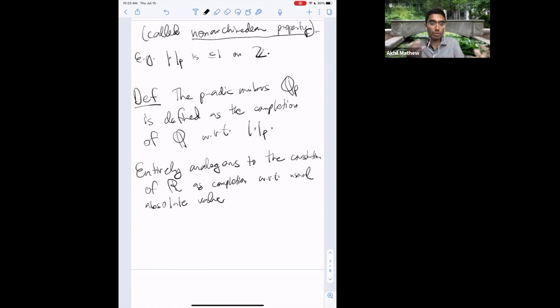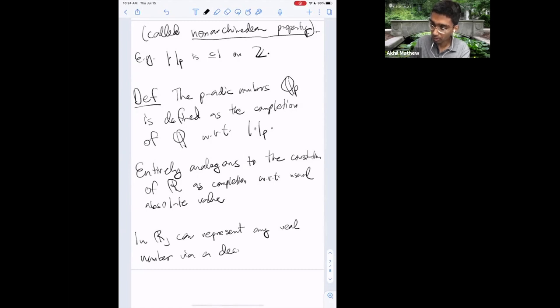And one example of this is that you could have a decimal expansion. A decimal expansion gives you a real number because you can think of the truncations of the decimal expansion as giving you a bunch of rational numbers, and those form a Cauchy sequence with respect to the usual absolute value, and the limit is the infinite decimal expansion, the associated real number. So in the real numbers, we can represent any real number via a decimal expansion.